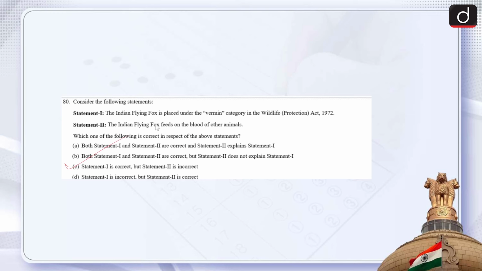It means that the Indian flying fox is placed under the vermin category in the Wildlife Protection Act 1972. The first one is correct and the second one is wrong. The flying fox is generally considered vermin as they raid crops, and it had a similar official status under Schedule 5 of the Wildlife Protection Act of 1972. Their main diet is fruit, juices, pulp, and occasionally insects. So that's why the second one is wrong.